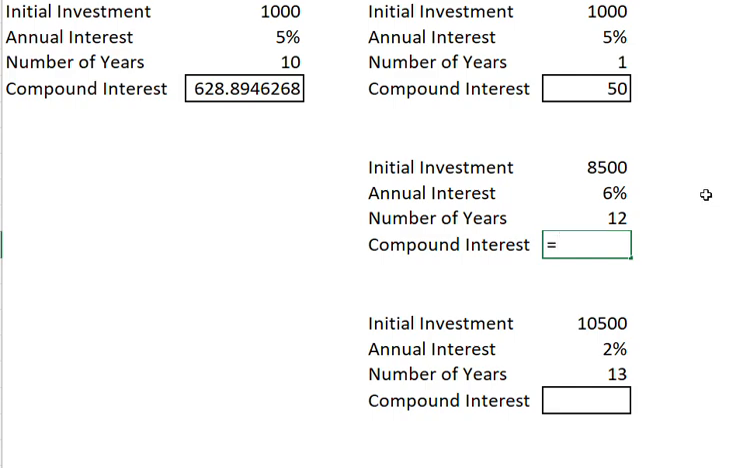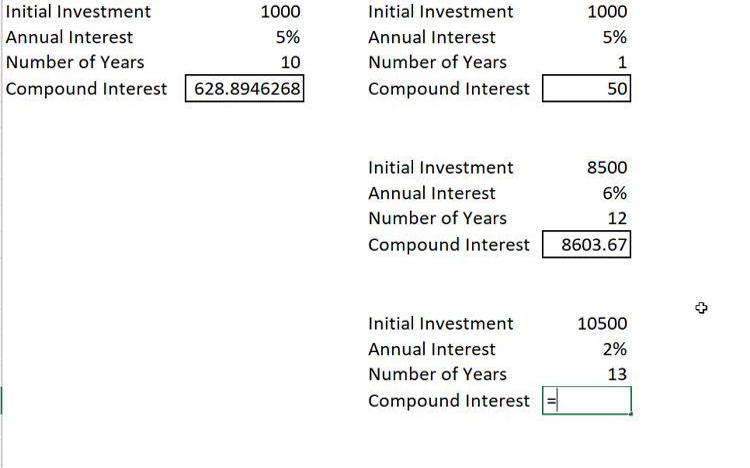We will repeat with another example. Same formula: equal to initial investment, multiply by, open the bracket, 1 plus interest rate 6%, bracket close, power of number of years, then minus initial investment, press enter. Okay, is it clear? We will take one more example so that it is clear for everyone.